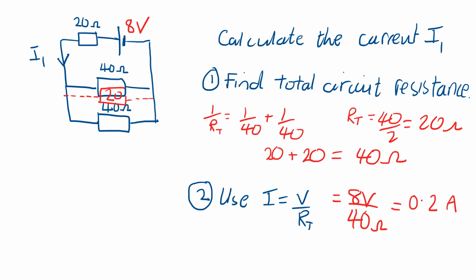And that resistance is then in series with the 20 ohm resistor that's near the battery. So add that to this resistor, and that will give us a total resistance of 40 ohms for this circuit. And then to find the current, we'd use V over R, R total, which is 8 volts divided by 40 ohms, which equals 0.2 amps. So we found the current that flows through the cell and through this part of the circuit.